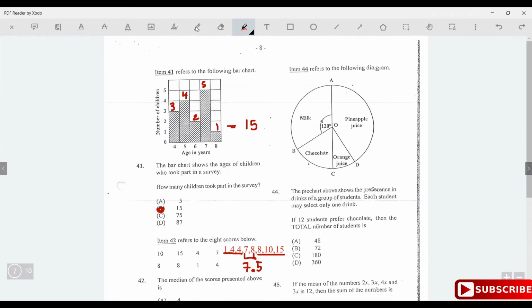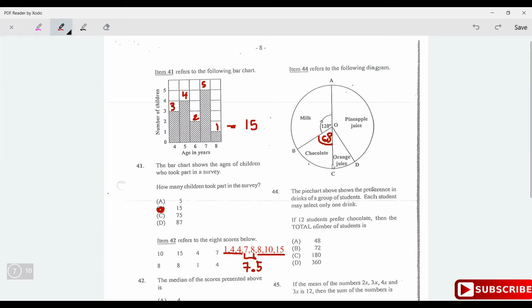Question 44. Question 44 says, the pie chart above shows the preference in drinks of a group of students. It says each student may select only one drink. All right. If 12 students prefer chocolate, then the total number of students is. So what they're telling you right here, as you can see from the pie chart, is that this is a straight line. Angles on a straight line sum to 180. So that means that right here is 60 degrees for chocolate. So the portion of the circle that goes for chocolate is 60 degrees.